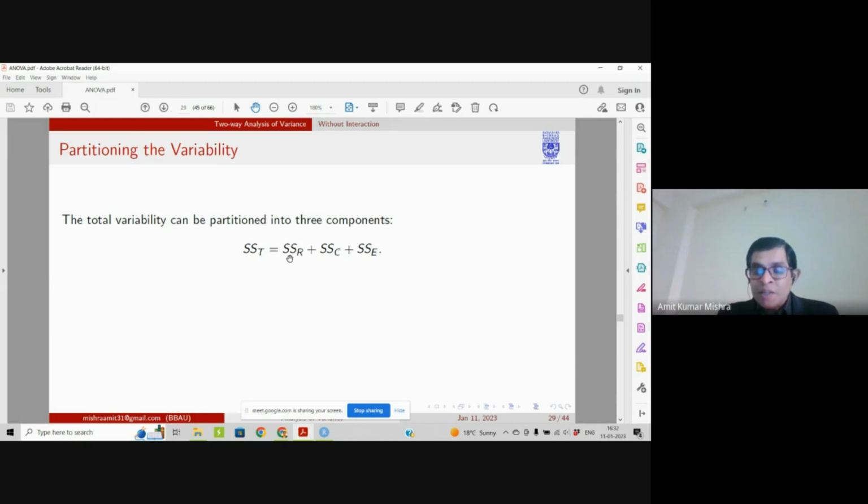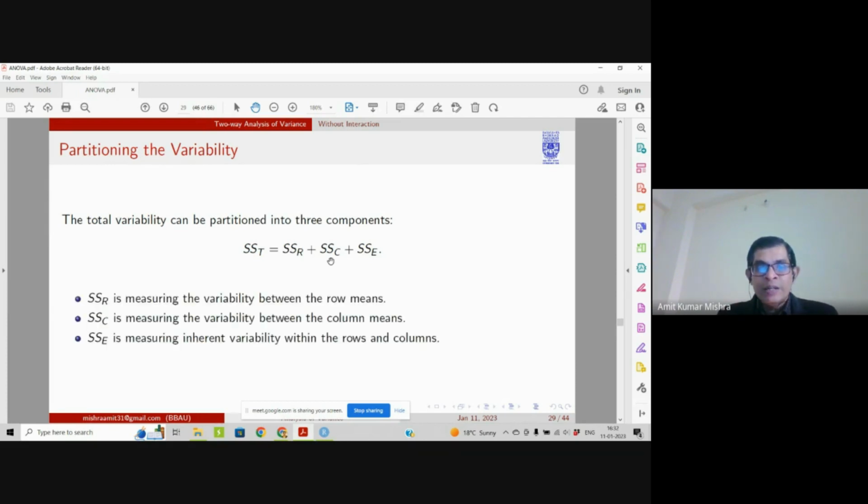SSR divided by its degrees of freedom will give a different estimator, and clearly if there is variability due to the row factor, SSR divided by its degrees of freedom will overestimate sigma square. Similarly, SSC divided by its degrees of freedom will overestimate sigma square if there is a column effect. That means the column factor has some effect on the response variable. So again, we are going to have estimators of that kind.